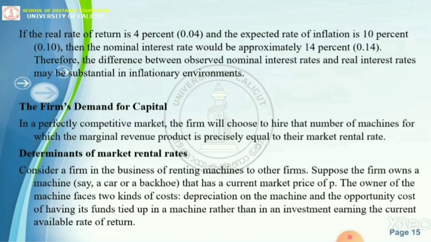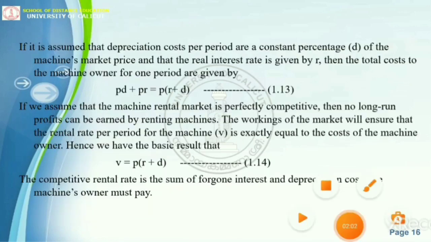Consider a firm in the business of renting machines to other firms. Suppose the firm owns a machine, say a car or a backhoe, that has a current market price of P. The owner of the machine faces two kinds of cost: depreciation on the machine and the opportunity cost of having its funds tied up in a machine rather than in an investment earning the currently available rate of return.